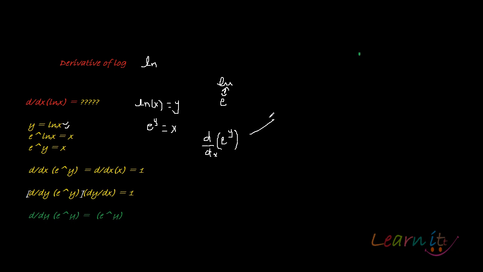Now, there are two ways of looking at it. The first way is substituting e^y as simply x, because e^y equals x. So this will be nothing but 1. So that's what I have here.